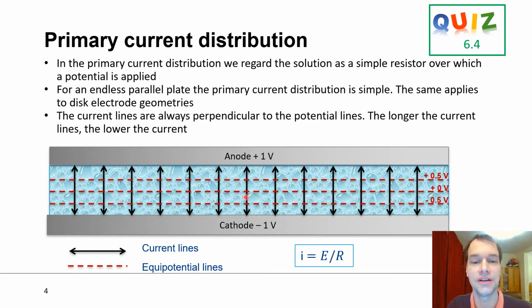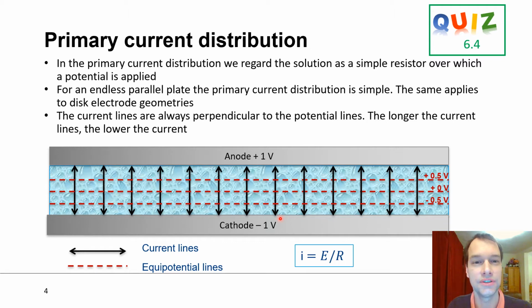Now, what you can see here are the current lines and the equipotential lines, because you can see, for example, the anode is at +1, the cathode is -1, then, as you would expect, the middle should be at 0 volt. And since the whole parallel plate system is equal, there's no difference between the left side and the right side. What's interesting to note is that the current lines are always perpendicular to the potential lines.